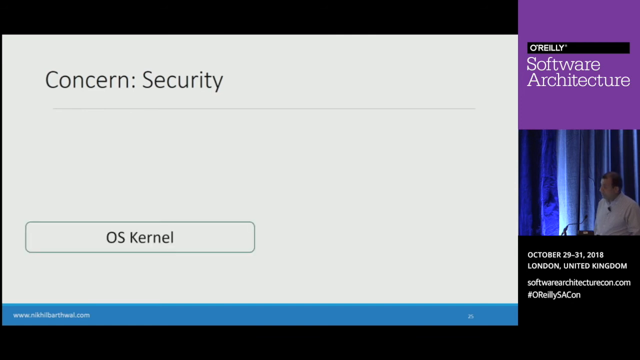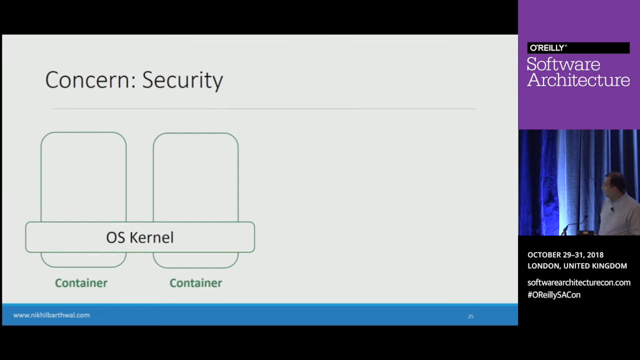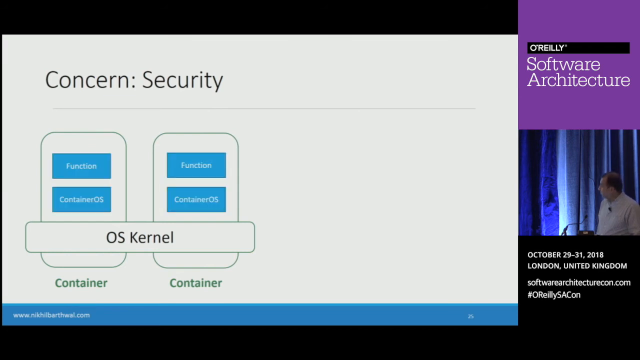So we have this OS kernel, it's shared across containers, all good. And then you have this container OS, and then you have the functions. The problem is it's still sharing the same kernel, which means it is theoretically possible for one function to access data on another function. Now, I chose the word theoretically because in practical scenarios, the probability that such a thing would happen is actually not that much.